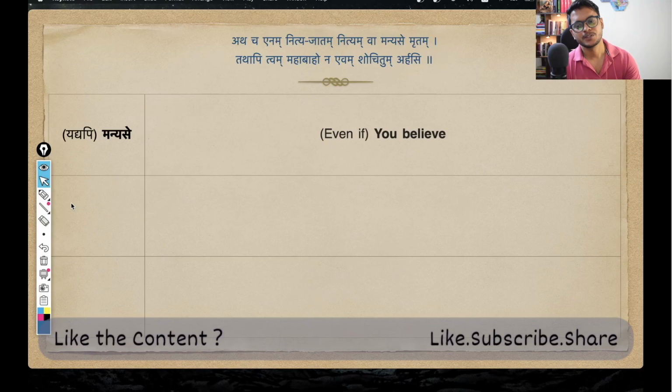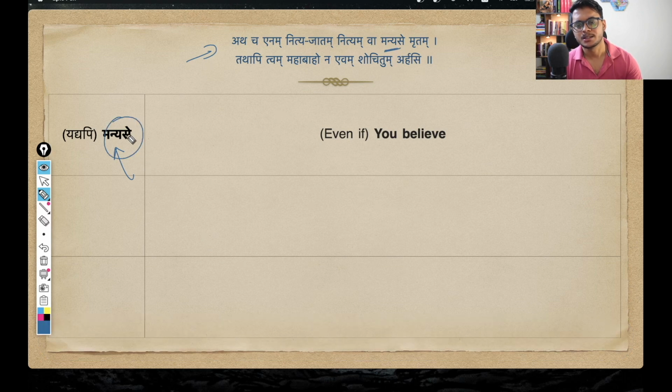Okay now, as we generally do, we find a Kriya Pada, and with that Kriya Pada we generally start decoding any Sanskrit shloka. So from the first line in the shloka, we get this Kriya Pada, manyase. And manyase simply means that you believe. Here the speaker is directly saying to the listener that you believe or you think. And again, we know that in this shloka, Krishna is the speaker and Arjuna is the listener.